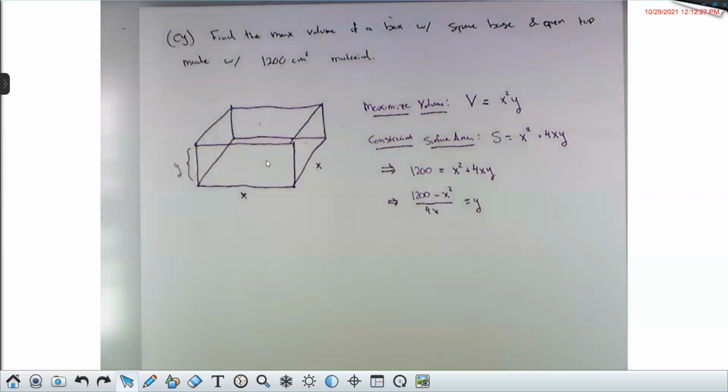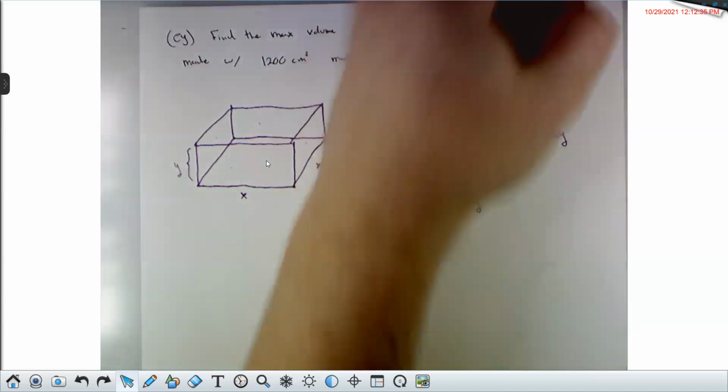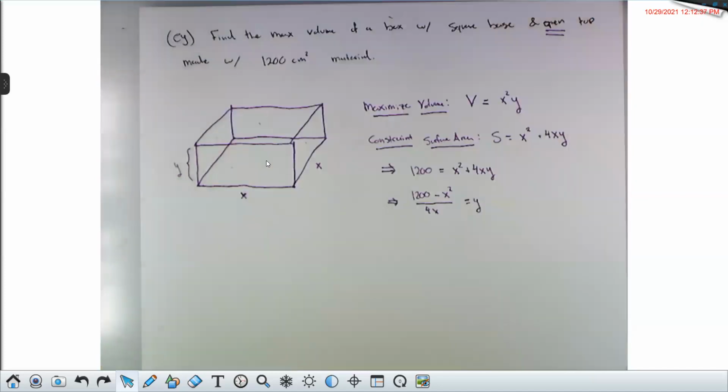Excuse me? Yes. Wouldn't the surface area be 2x squared because there's the top and the bottom? Oh, no, remember the top is open. Oh, it's open. Okay. If there was a top on this box, then you would be correct, but they said the top is open here.